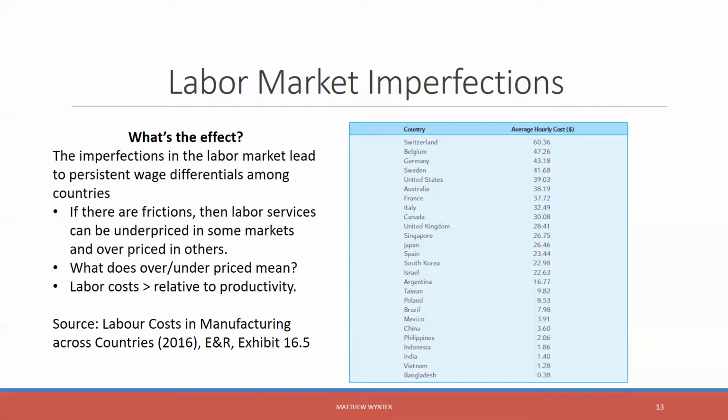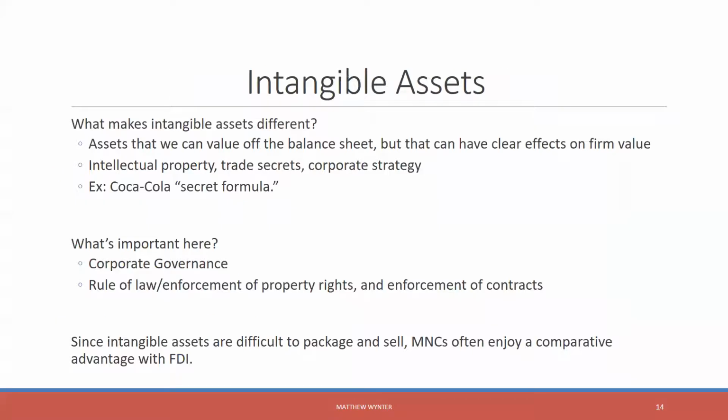And what does over and underpriced mean as we're describing labor market imperfections? Really, what we're saying is that the labor costs might be higher than the productivity, or the opposite could be true. The labor costs could be low relative to the high productivity. So that's sort of the idea. When we have these barriers, we have this wedge between the market price and the productive return for that ability. And it's going to be persistent because they're not going to be resolved very easily.